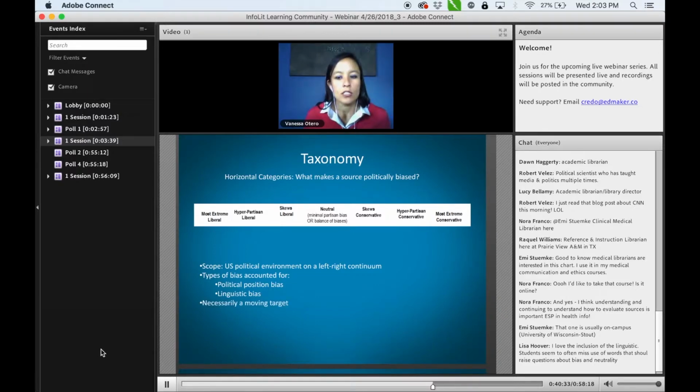All right, so political bias is necessarily a moving target because political positions change over time within our society. For example, just 10 years ago in 2008, before the election of President Obama, the position of same-sex marriage being legal in the entire country would be considered probably a hyper-partisan liberal position. Today it's the law of the land, though, so arguably it's moved to or between neutral and skews liberal. So those things adjust. Other things get more extreme.